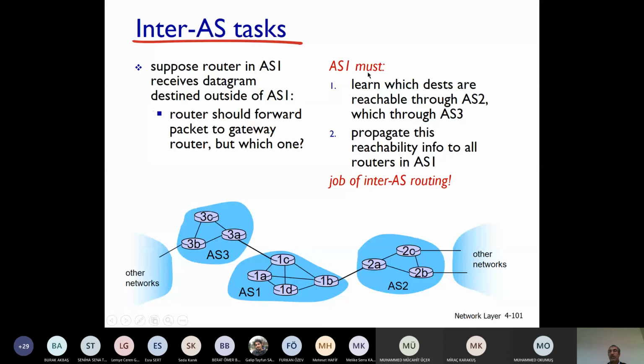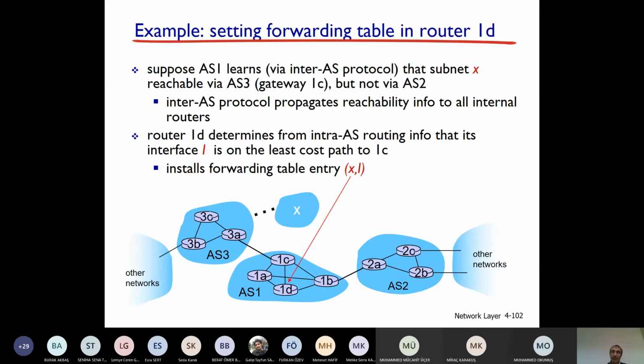In order to achieve this, AS1 must learn which destinations are reachable through AS2 and which ones are reachable through AS3, which are my neighbor ASes, right? I have two neighbor ASes, and I should have the information about them: which destinations are reachable through AS2 and AS3. And we are going to propagate this reachability information to all the routers in my AS1. So I'm going to get this information, and I need to distribute it among my routers within AS1, which are the 1A, 1B, 1C, and 1D routers.